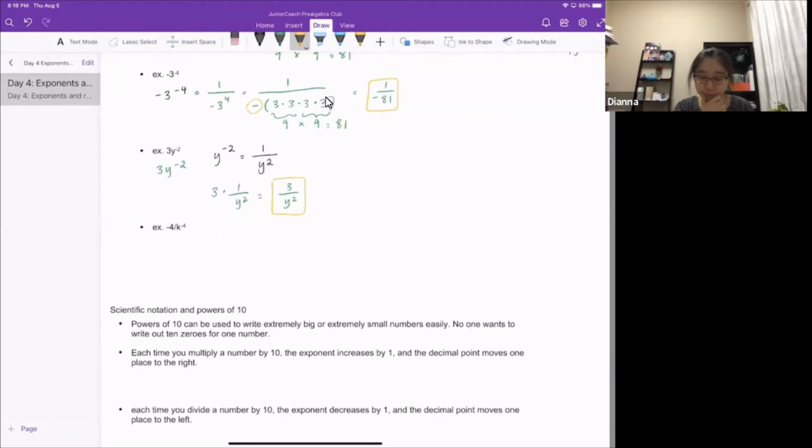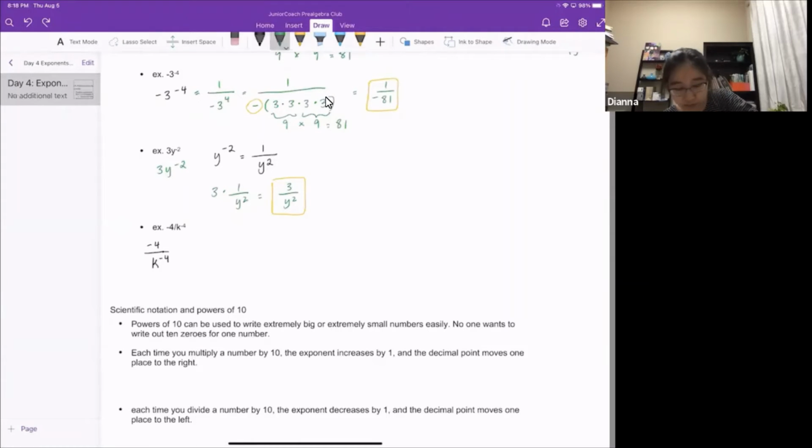What about this next one? So this next one's kind of similar. So I'm going to rewrite it because Microsoft hates me. So -4 divided by k to the -4. So it looks a bit more complicated, right? Because there's 2 negatives. Well, one of them we don't really need to care about, which is this one, right? -4 is going to stay a -4. It's not raised to any power. So I don't really need to worry about it. It just stays there.